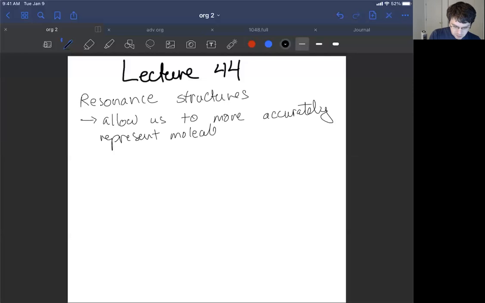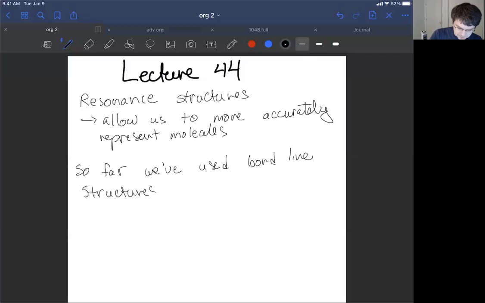If you think about what we've done so far, we've used bond line structures to get really far in organic chemistry. So let's ask the question, if so far we've used bond line structures, let's reflect on the things that they do well. They describe nuclear position very well.